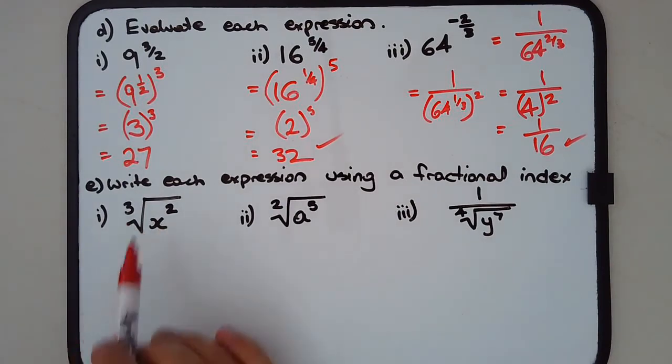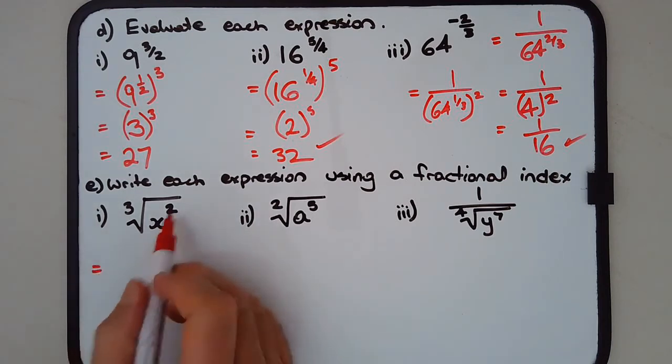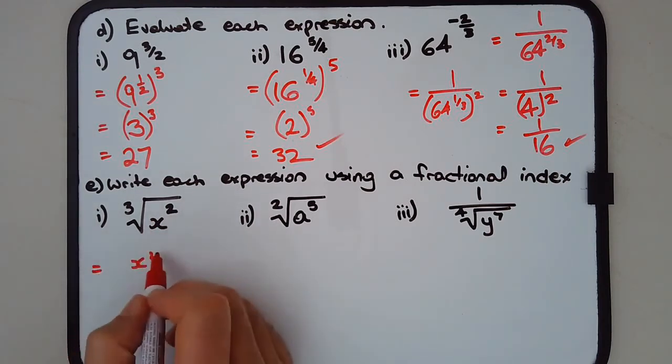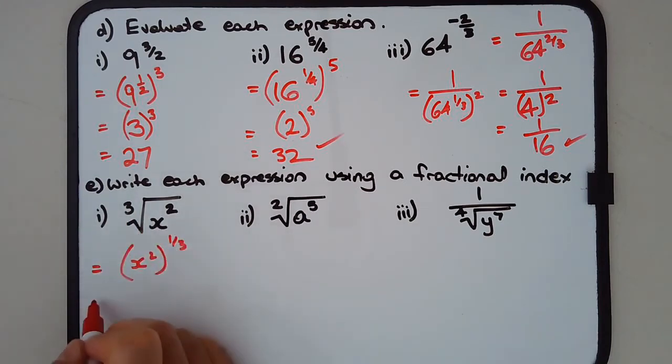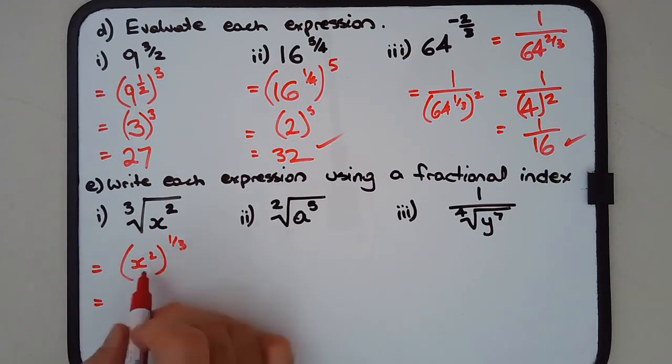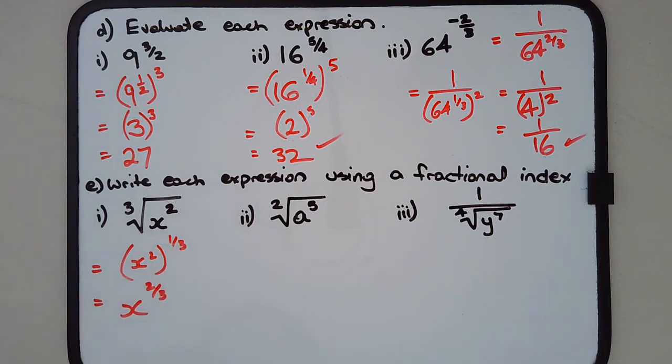Cube root of x squared. So this is writing each expression now using a fractional index. So not so much computation or calculation this time. It's really about the language of these fractional indices and the language of algebra. Convert it back now using a fractional index. Now x squared, that's just the same as x squared, nothing changes there, but the cube root is the power of 1 on 3. And we can apply index law number 3 here, power to a power. That's just the same as x to the power of 2 over 3.